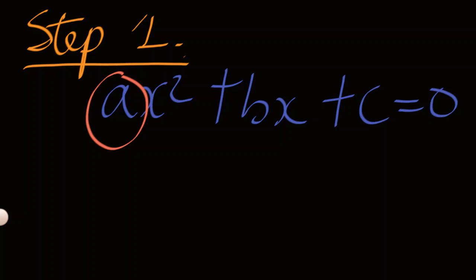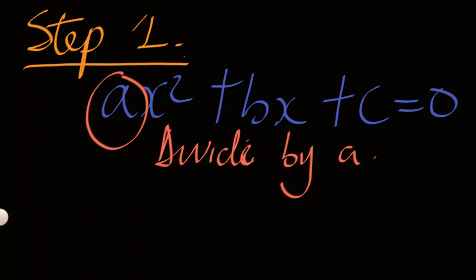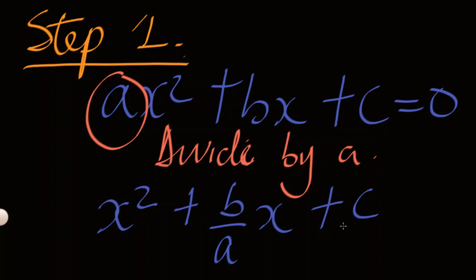You do that by dividing throughout. So in step 1, we simply divide by a throughout. If we divide by a throughout, we get x squared plus b over a x plus c over a equals 0. We are done with step number 1. Our coefficient of x squared is now a positive 1. We are ready to move on to step number 2.